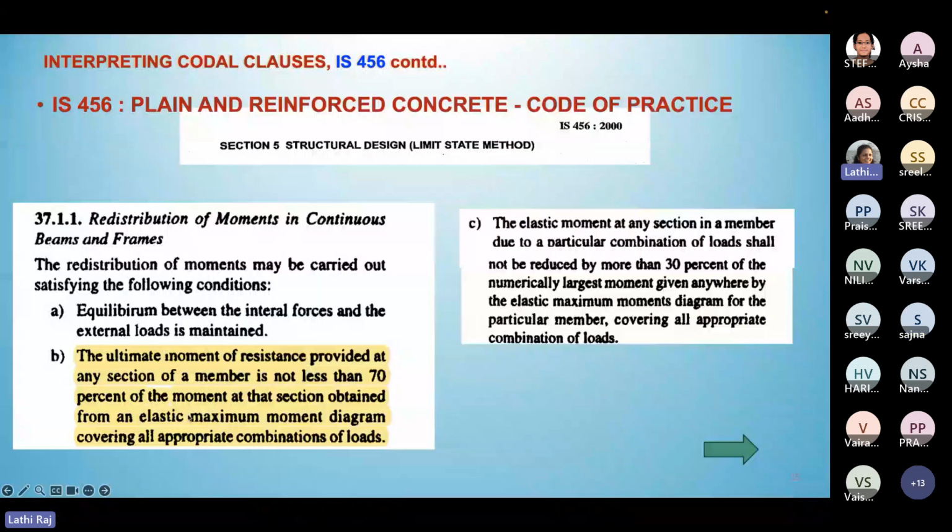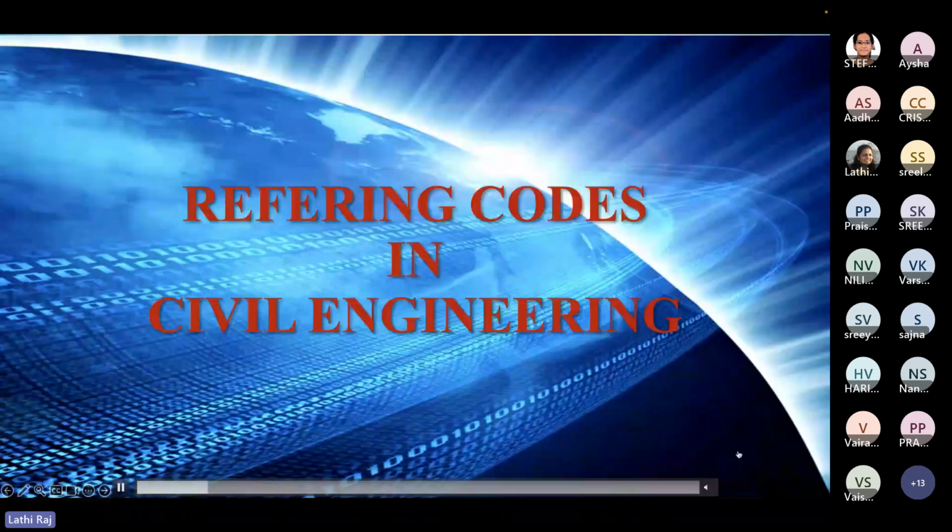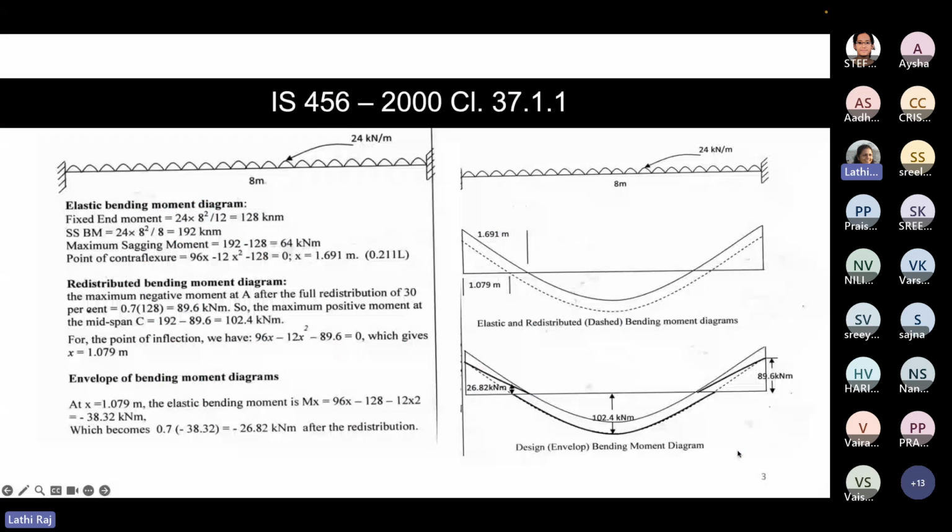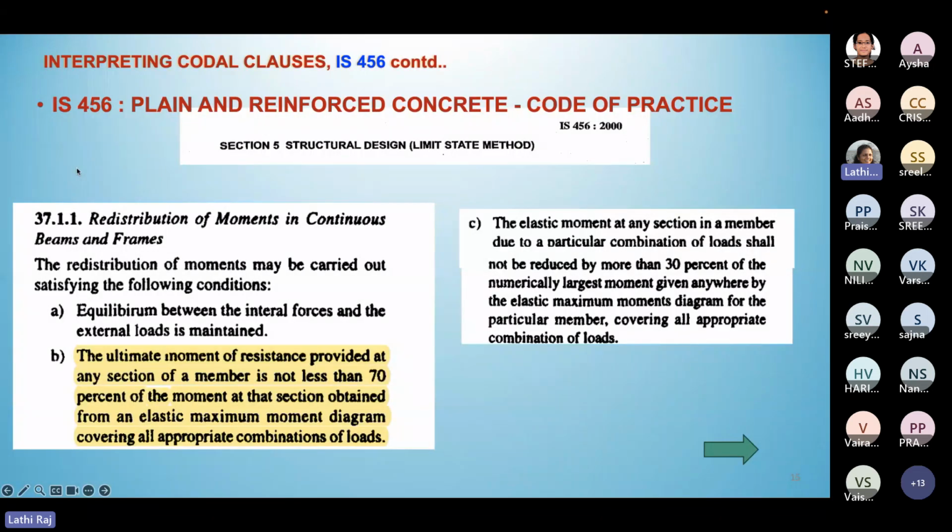It's zero. So fixed support means there is some moment at the support. So when there is a moment at the support, the code allows for a redistribution of the moment. So this is what it is. If anyone wants to know about this, you can ask me, maybe after the class. I don't want to explain it now because I know it is too much.